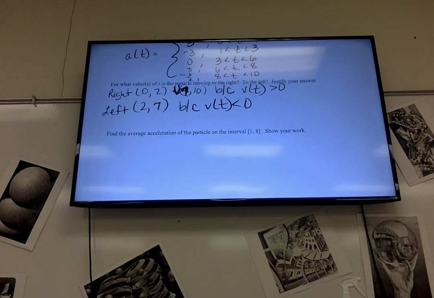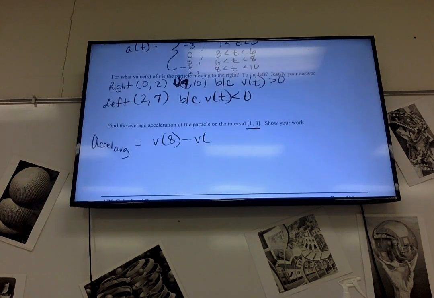Find the average acceleration of the particle on the interval 1 to 8. Show your work. How do you find average? The slope. The v of t minus v of whatever. v of a minus v of b. v of t1 minus v of t2 over t1 minus t2. Yes.